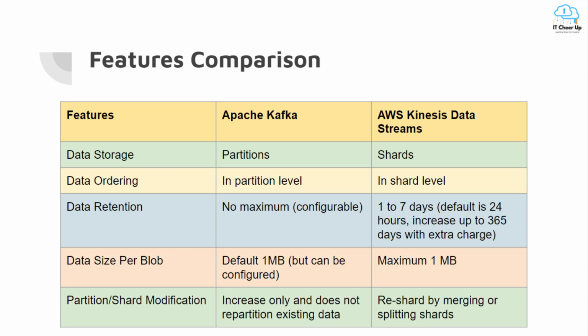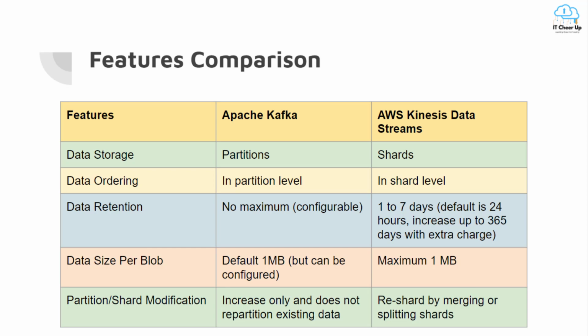You can configure the data retention in Apache Kafka and AWS KDS. AWS KDS has improved its data retention up to 365 days with an extra charge. Apache Kafka's data size per blob is 1 megabyte by default, but it can be configured. AWS KDS maximum data size per blob is 1 megabyte.